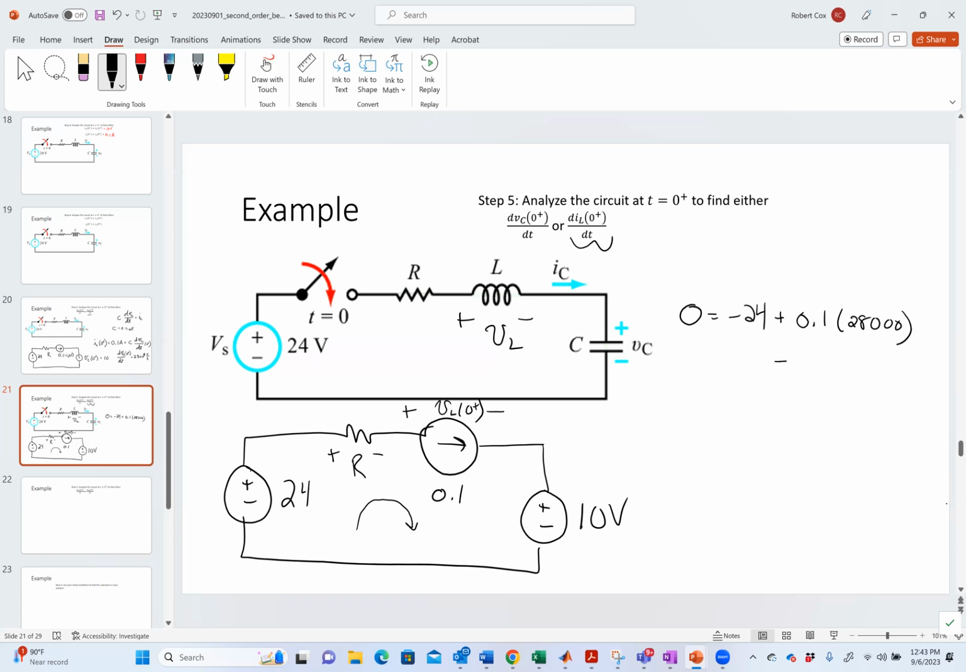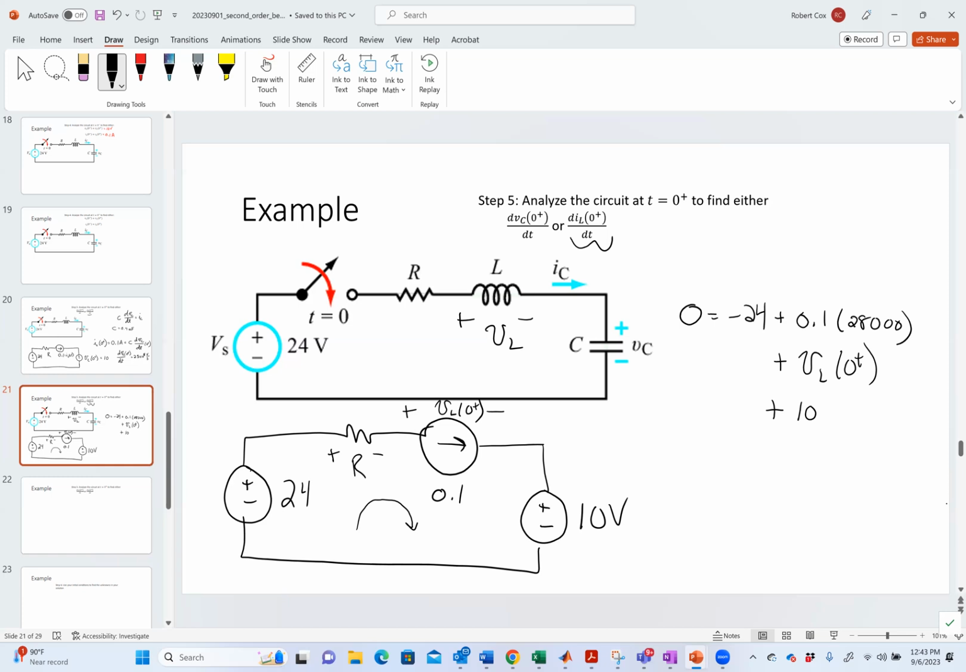And then what do I do when I get to the inductor? It's just VL, because I don't know what that is. I never know what the voltage across a current source is. That's defined by the circuit itself. And then I have 10 volts on the 10 volt source.